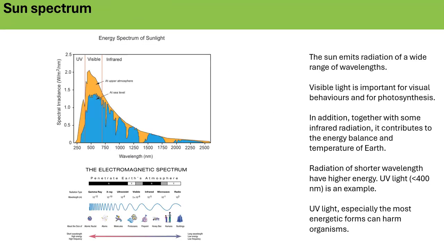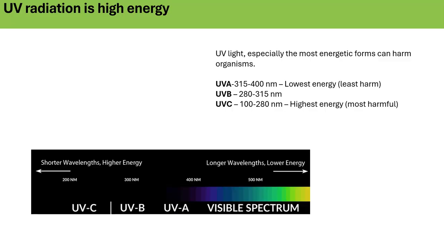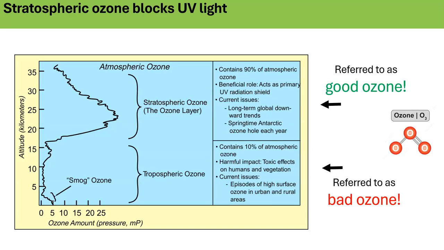Luckily enough, the sun provides mostly UVA, but there's also UVB and a little bit of UVC. And those could harm organisms. Luckily, there is a little shield for this dangerous UV light, and that's the stratospheric ozone layer. Ozone is a molecule that is made of 3 oxygen atoms.